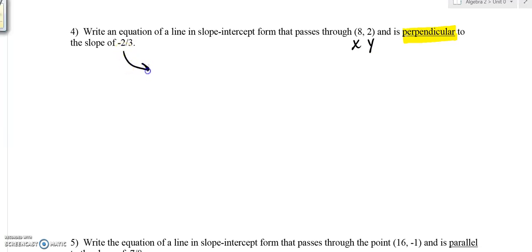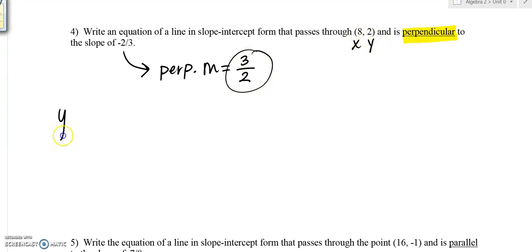But I want to change the slope to be perpendicular. So I'm going to go ahead and write perpendicular and then m. So I'm going to change the slope. It was negative, so I'm going to now make it positive, and then I'm going to flip that number around. So the new slope that I want to use is this perpendicular slope, 3/2. And then I'm going to use my x and my y.